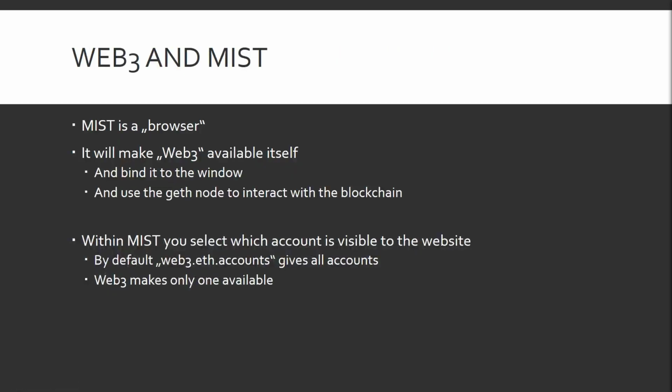This is how Web3 and Mist work together. Mist is a browser, and it makes Web3 available through the window object in the browser. It will use Geth in the background to interact with the blockchain. Within Mist, you select which account is visible to the website. By default, when you just connect a website to a Geth node via the localhost 8545 port, you will find all of the Geth accounts with web3.eth.accounts inside your browser, and Web3 makes one of them available.